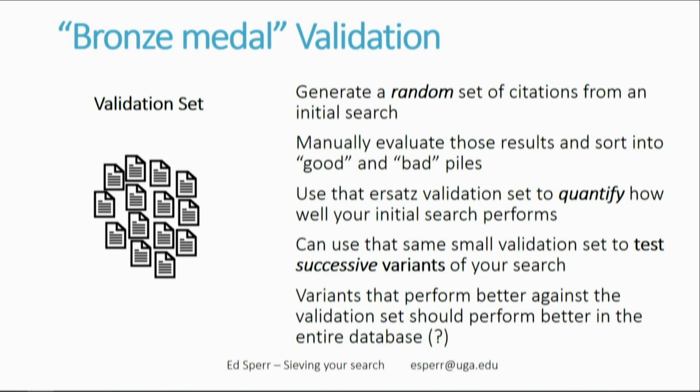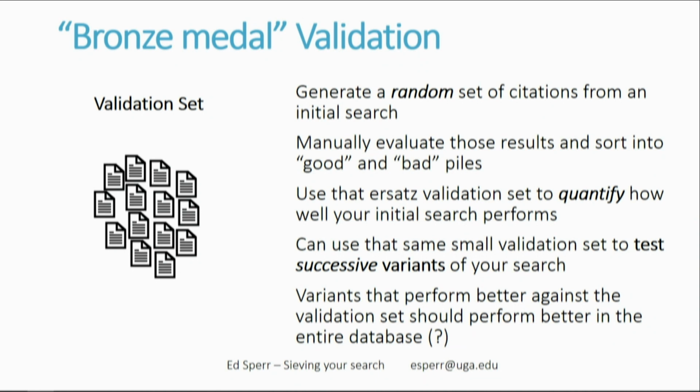We don't have a validation set to begin with, but instead we can use an application, like the application I'm describing just now, to query PubMed with our initial search. Then we use that same eutils API to grab back a random set of citations. It is important that we do a random set of citations, not just the few dozen most current or the few dozen best match citations, and then manually evaluate how well those citations meet our needs. By doing that, we can divide those into a good pile and a bad pile and basically generate a validation set on the fly.